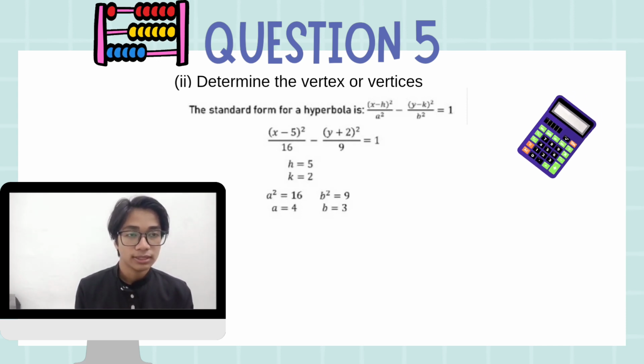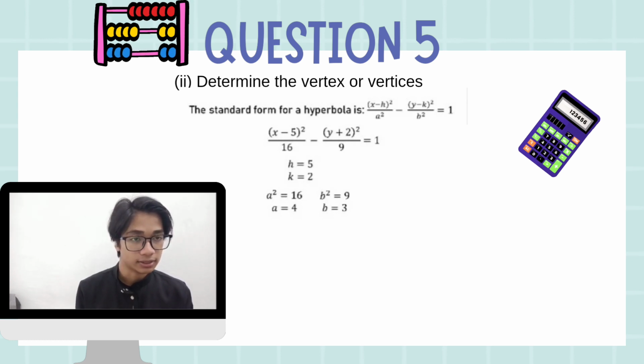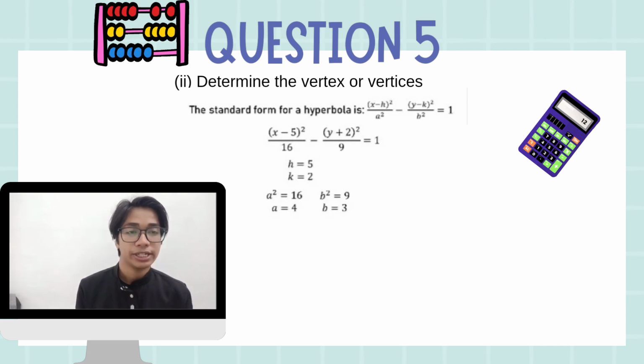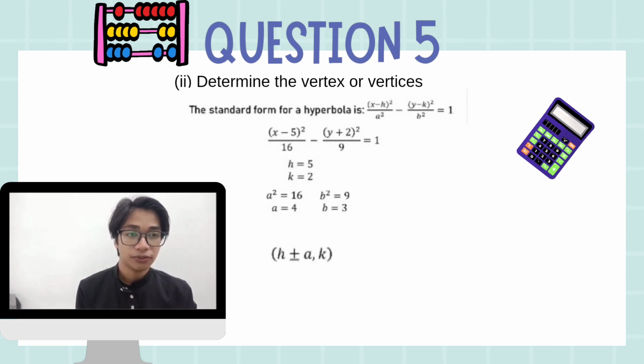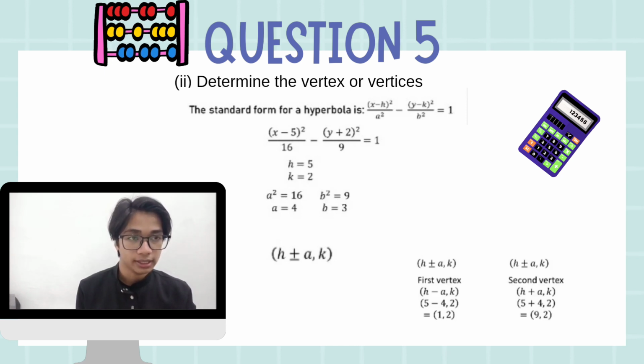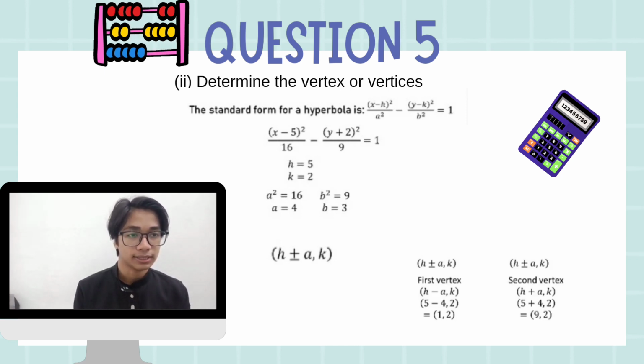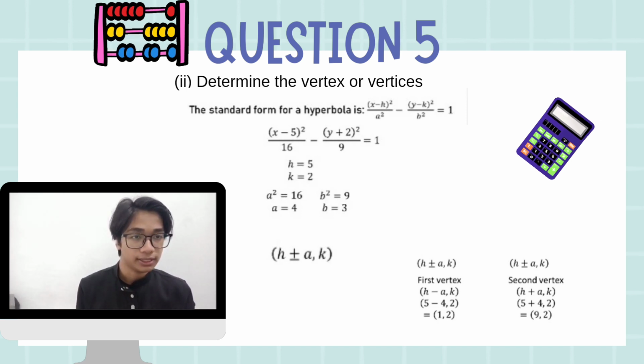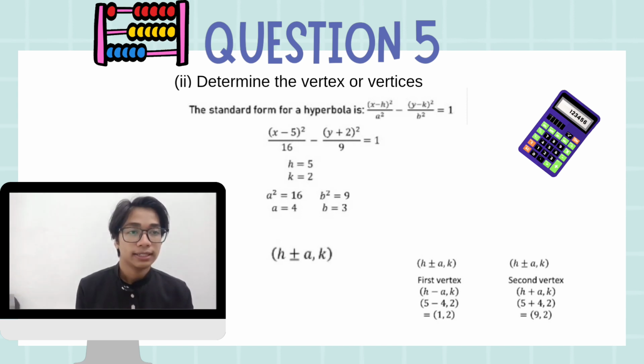So the first question wants us to find the vertices of this hyperbola. The formula for the vertices is h plus minus a comma k. So our first vertex will be h minus a comma k, and the second vertex will be h plus a comma k. For the first vertex, after we substitute the values, we get 1 comma 2, and the second vertex is 9 comma 2.